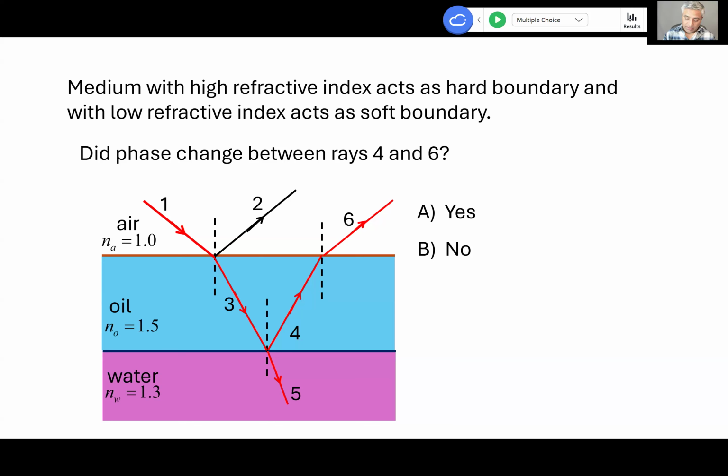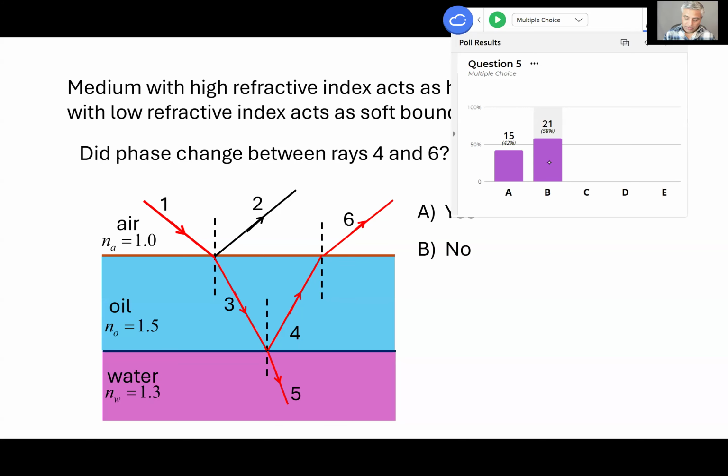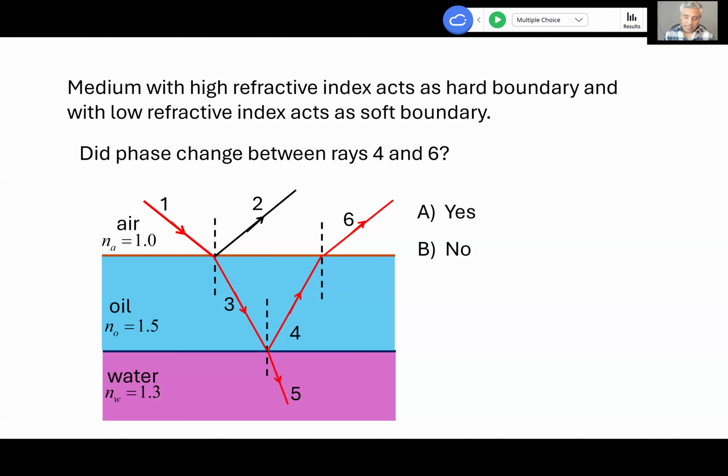Okay, let's see what we got here. So mostly no, but there are still yes. So this is refraction. See, it's transmitting here from one medium to another medium. Whenever there is refraction or transmission, there is no phase change. It doesn't matter what kind of media there are. Okay, so we're going to be using this idea.